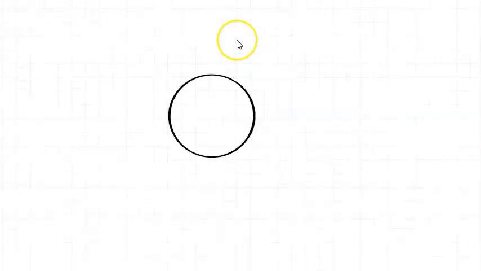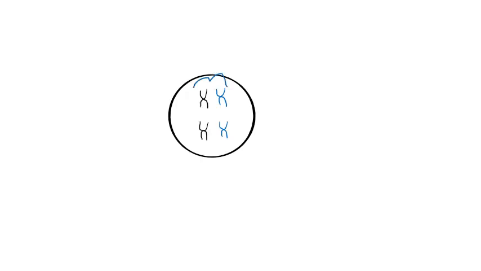So let's say we've got a cell, and this cell has got 4 chromosomes. We've often been looking at a cell with 2 chromosomes, but we're going to say that this one has 4. Because it's got 4 chromosomes, it's got 2 homologous pairs. These two are homologous pairs, and these two are homologous pairs. That means that between those 2 pairs, they all carry the same genes. They might have different alleles for the same genes.